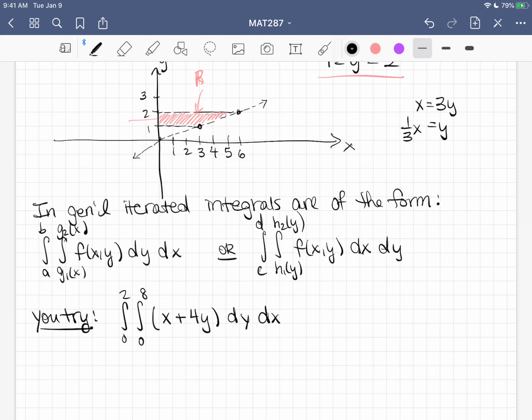You should go ahead and pause the video and try an example on WebAssign that looks very similar to this. Your numbers might look a little bit different. So go ahead and pause the video and do that. I'm actually going to stop the video, and when you come back, we'll look at another example.